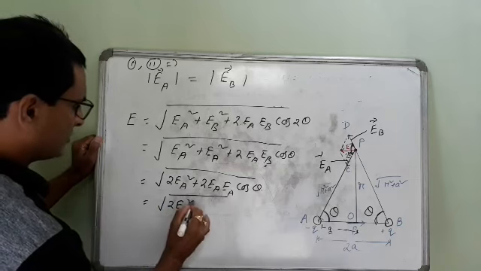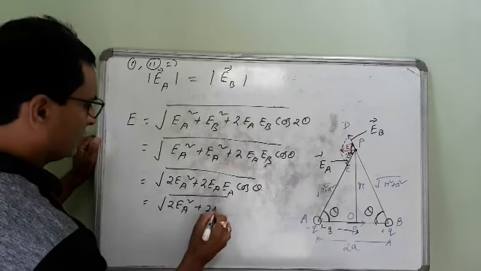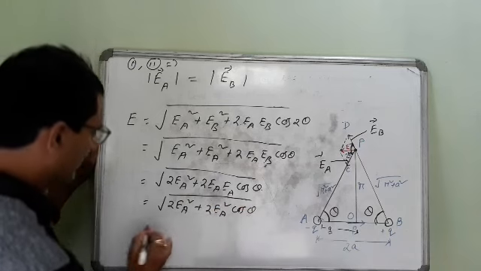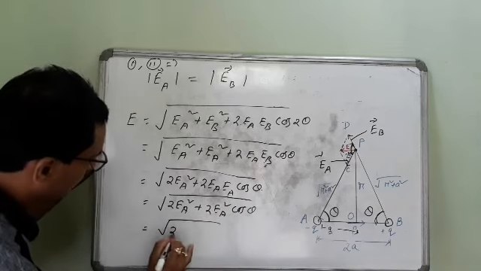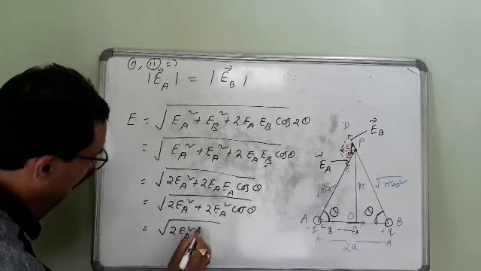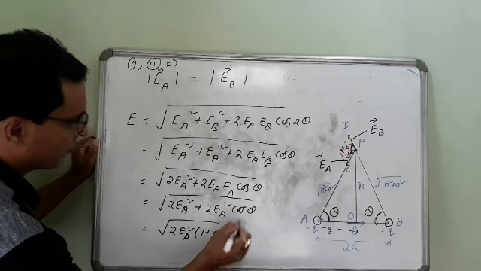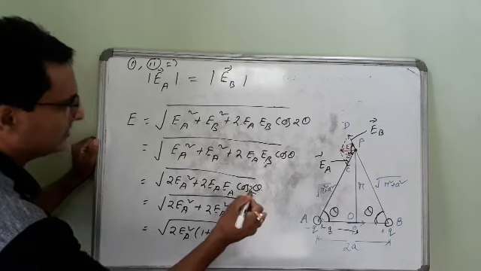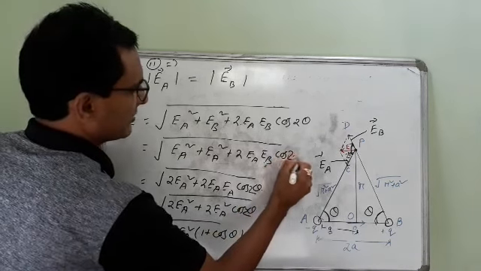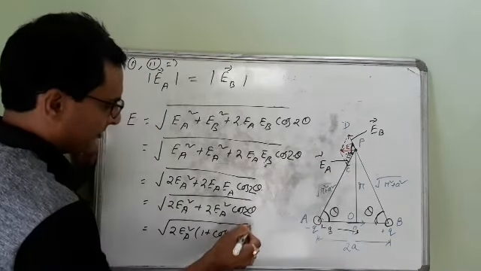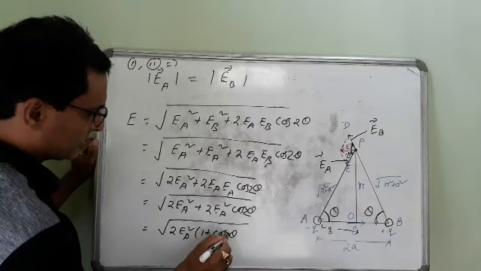So again, root over 2EA square plus 2EA square cos of theta, so again 2EA square into 1 plus cos theta. But it is twice theta, not theta. You write twice theta, because the angle between EA and EB is twice theta. So this is cos of twice theta.